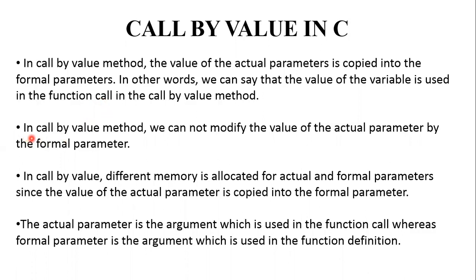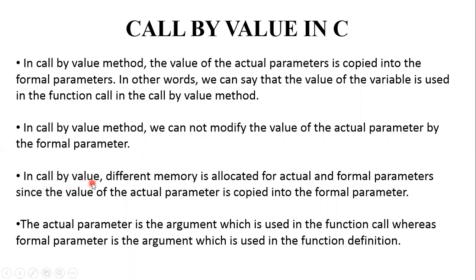Now the second point. In this method, we cannot modify the value of the actual parameter. When you pass values to the actual parameter, those values cannot be modified by the formal parameters, because the formal parameter holds only a copied value from the actual parameter, so we cannot modify the original through it.